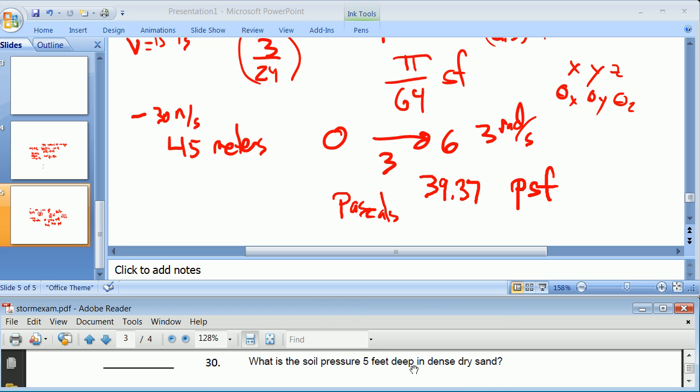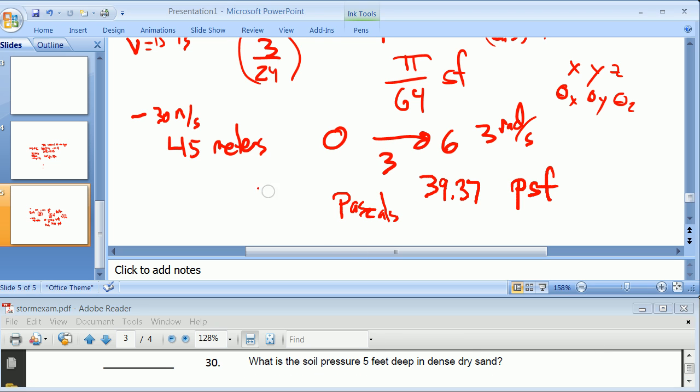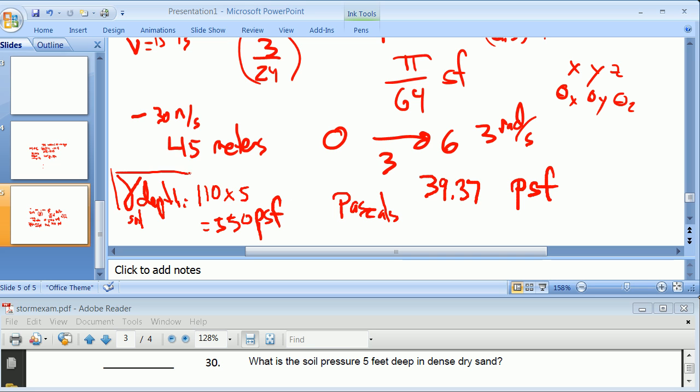Soil pressure 5 inches deep in dense dry sand would be something like what? Gamma times depth. Gamma in this case is the soil, so it would be in the order of about 110 times 5, or around 550 pounds per square foot. That idea of depth times unit weight comes up a lot in fluids as well.